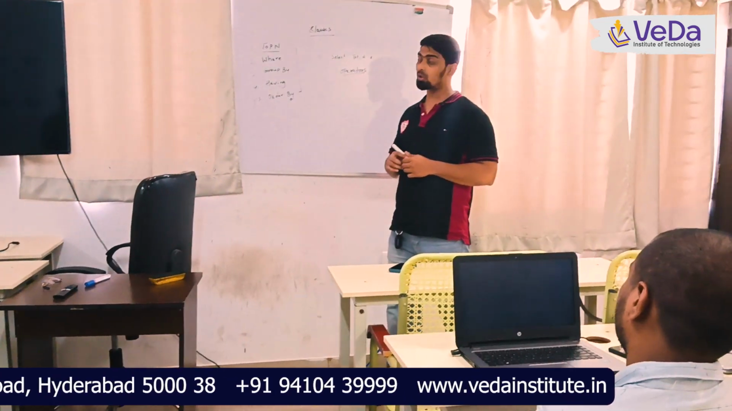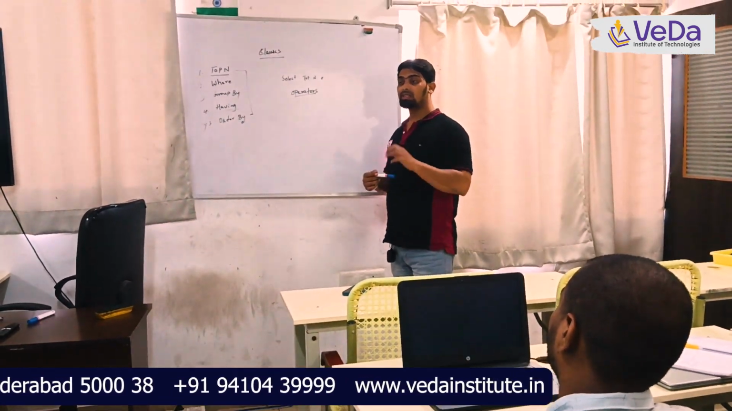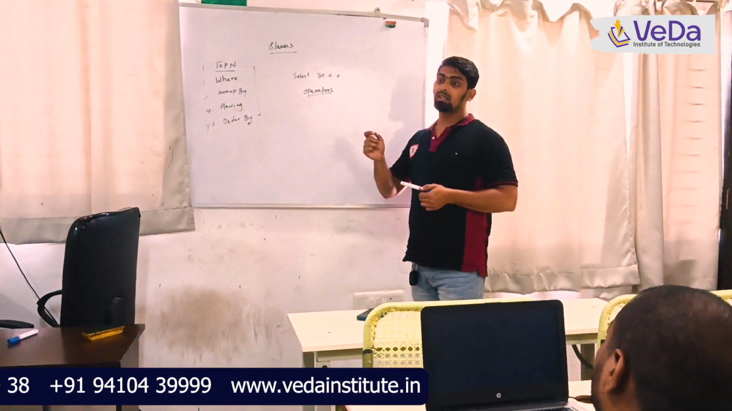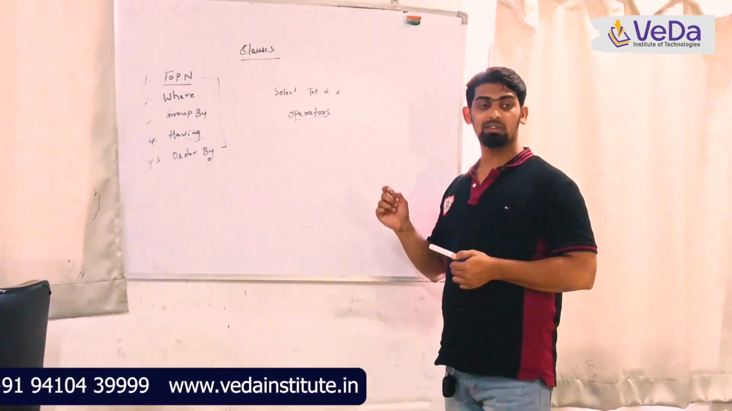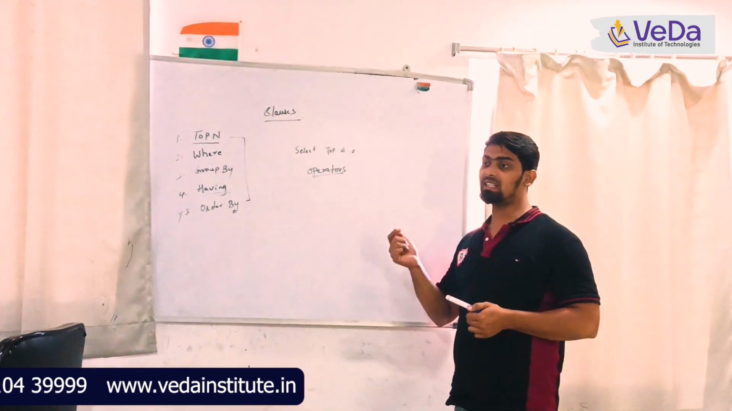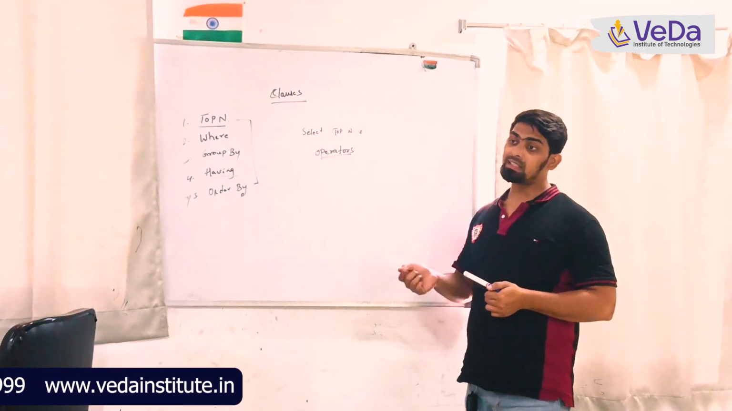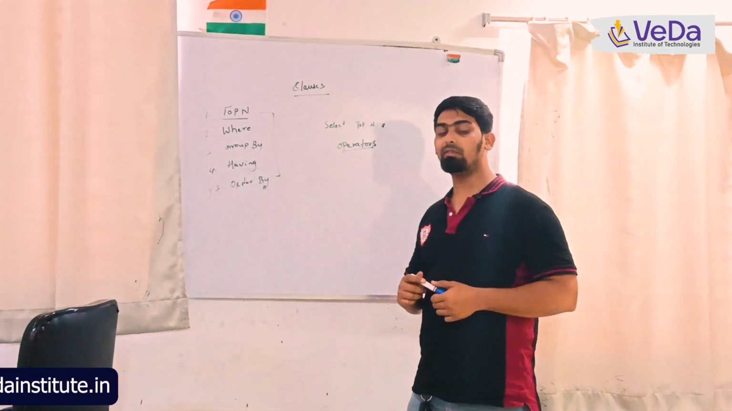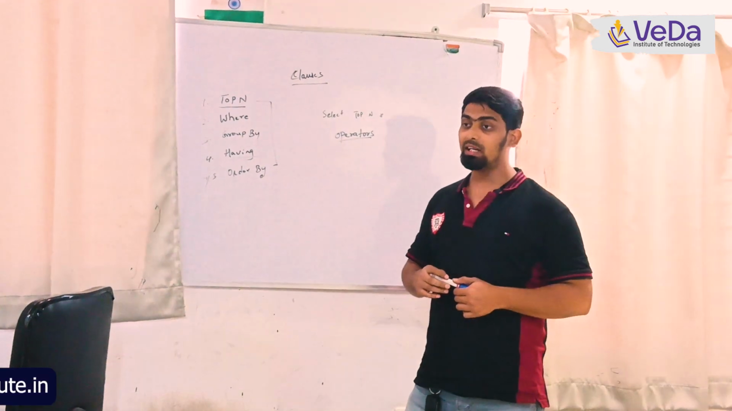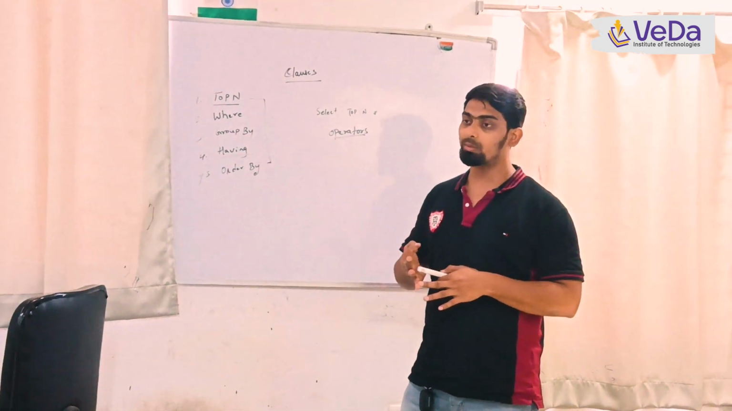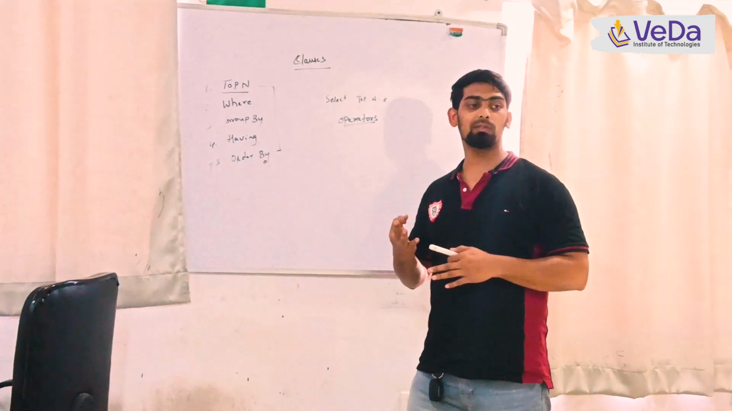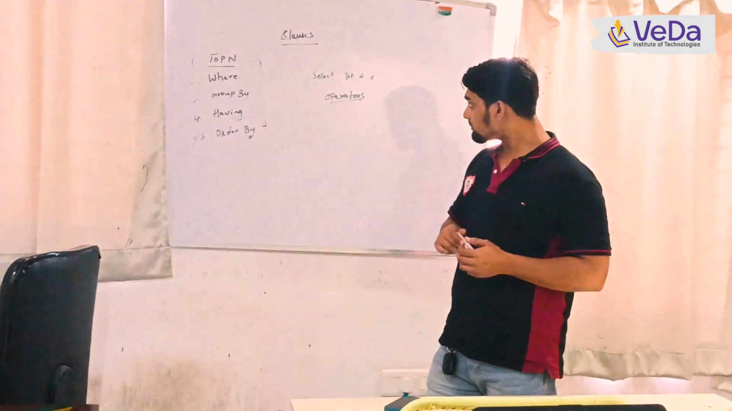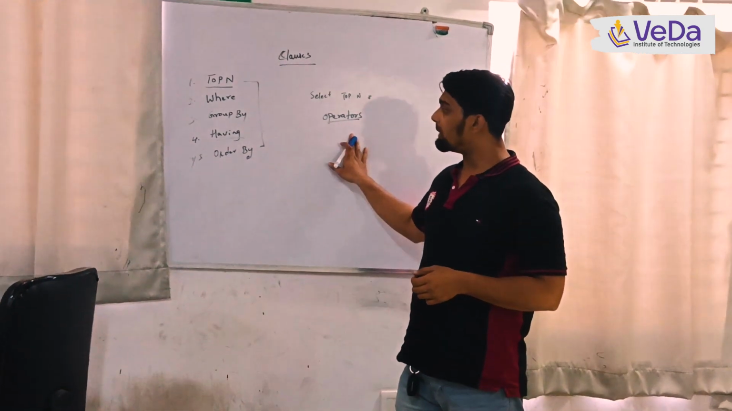So your condition will be select star from table name where country is India and state is Tamil Nadu and city is Chennai. So what you are trying to do here is you are giving three conditions and you want all of these three conditions to be satisfied. If any one of the conditions is missing, your data is missing. It's inaccurate. In such scenarios, what you will do is you will make use of operators.